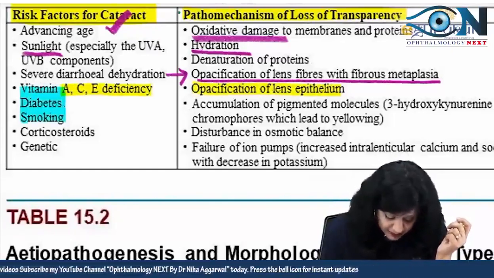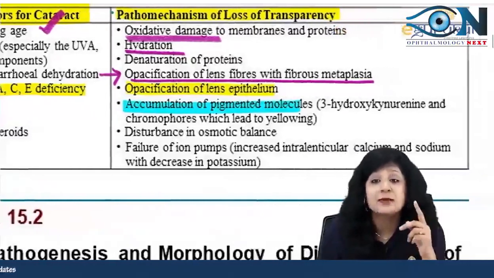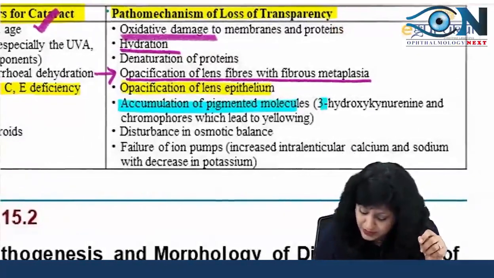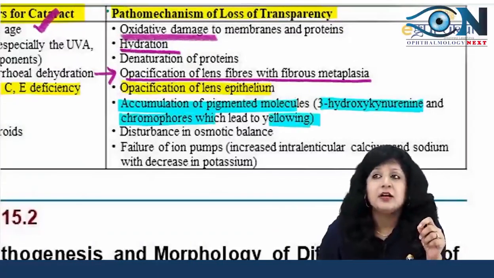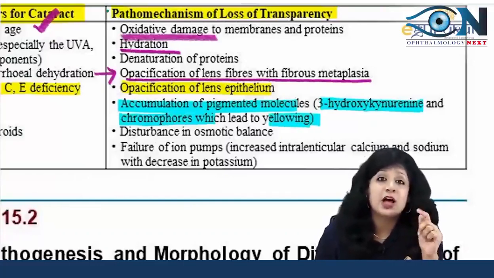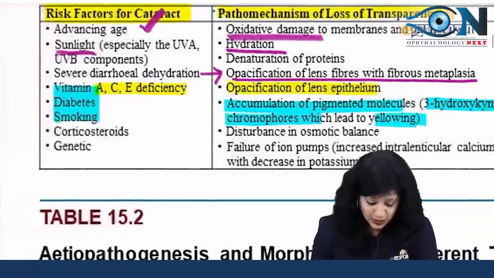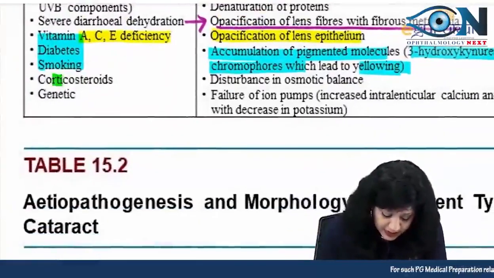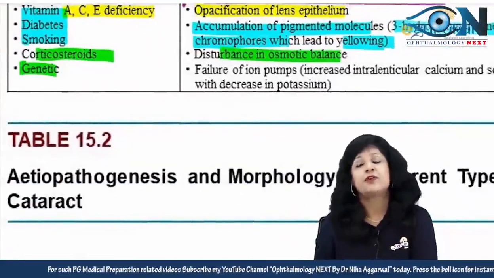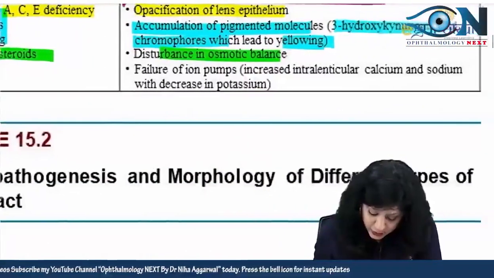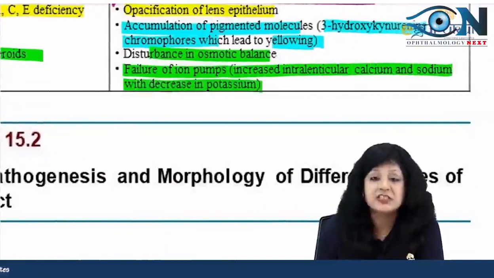If I talk about diabetes, what is done by diabetes? Accumulation of pigment molecules. Look at the molecule names also: we have 3-hydroxykynurenine and we have the chromophores. These are leading to the yellowing, and these are the things that you must be reading in your pathology and medicine also, and here also you are reading, so this will help you in integrating the subject more. Then you have steroids. Steroids are leading to disturbance in the osmotic balance, and even genetic factors. We know that cataract also runs in families, so this is responsible for failure of the ion pumps, increase in intralenticular calcium and sodium with decrease in potassium.